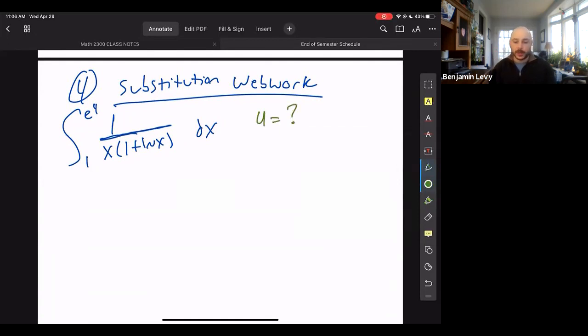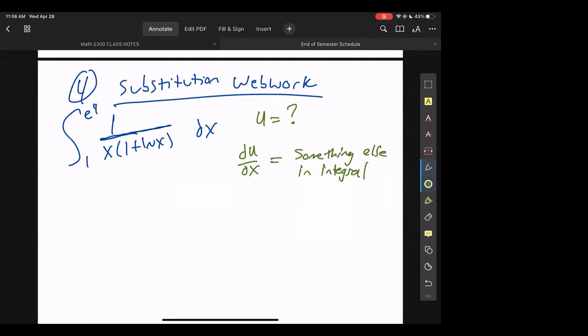And remember, the goal here is we want it to be something that when we take the derivative of it with respect to x, we get something else in the integral, right? So did you have an idea about what that should be? Well, I was thinking 1 plus ln of x, because then the derivative would be 0 plus 1 over x, and that's what we have.